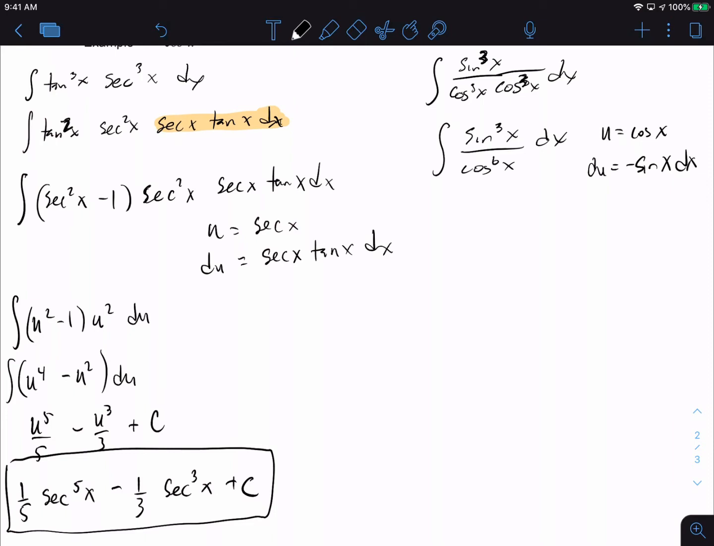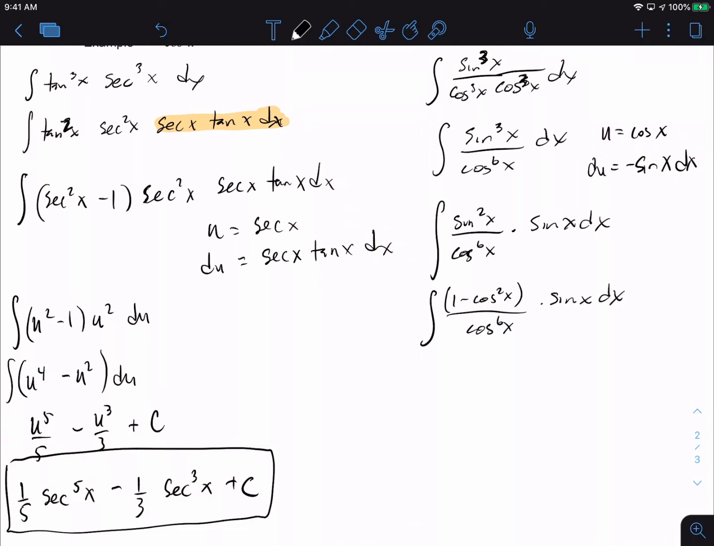And look what happens. So in order to break it up so that I do have the du be something successful, I'm going to get sine squared x over cosine to the 6th x times sine of x dx. You see that? So before I go to the u's, I'm going to go 1 minus cosine squared x, right? Because we can use the identity, over cosine to the 6th power of x times sine of x dx.